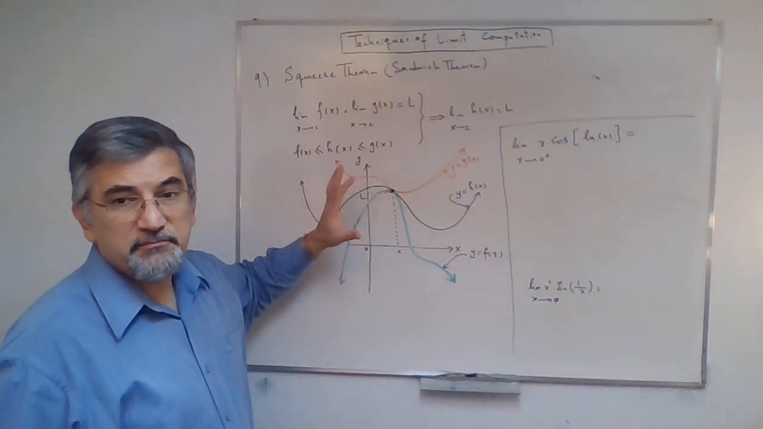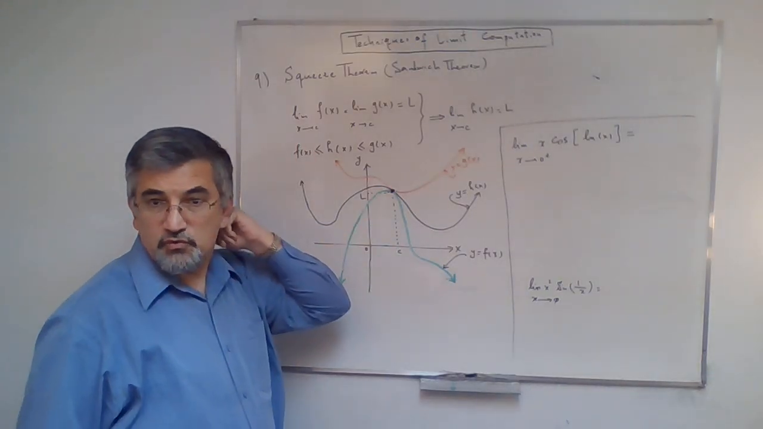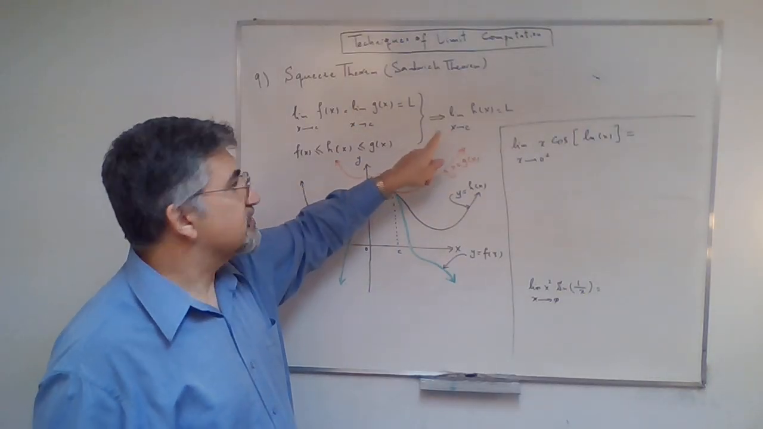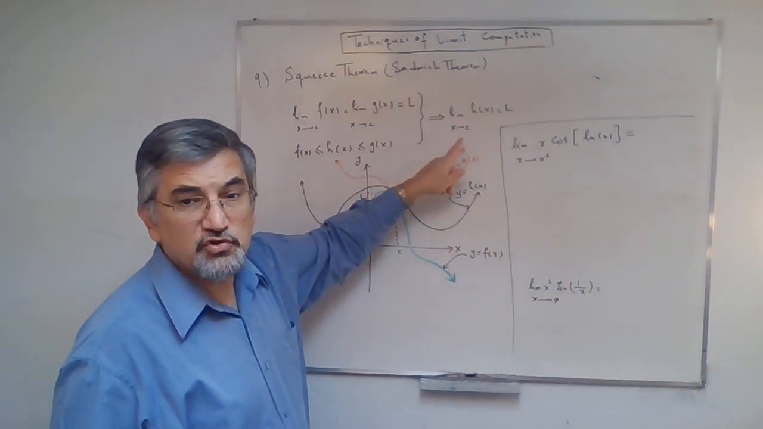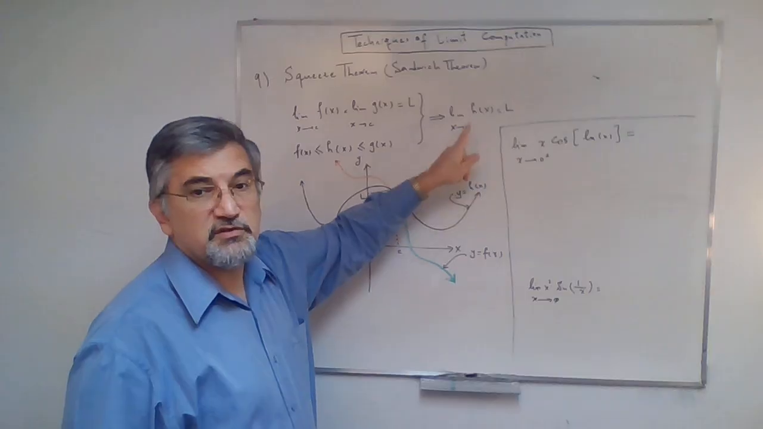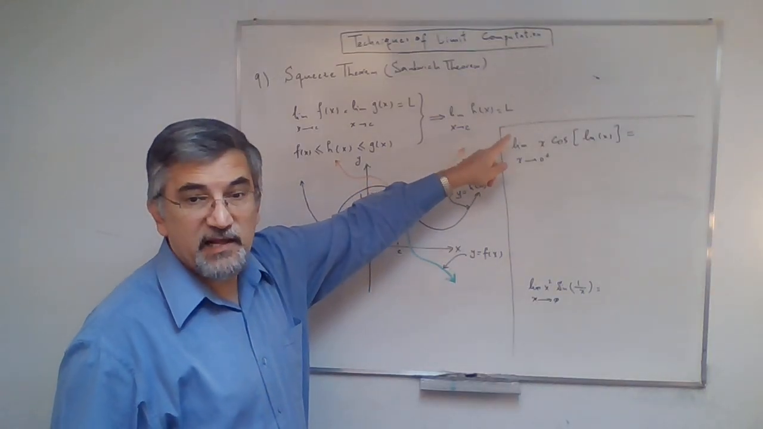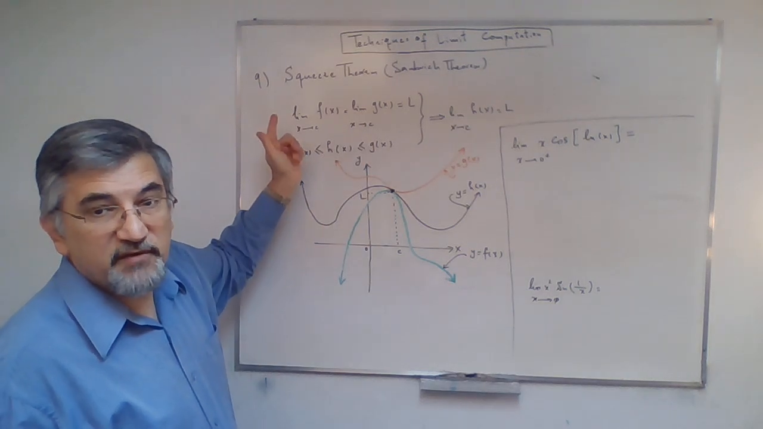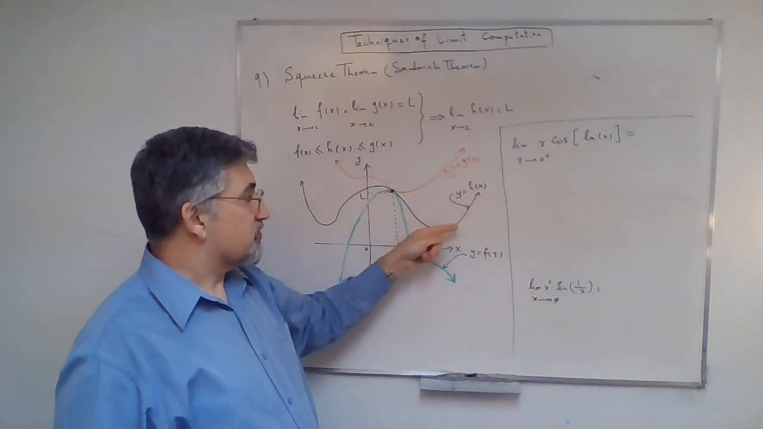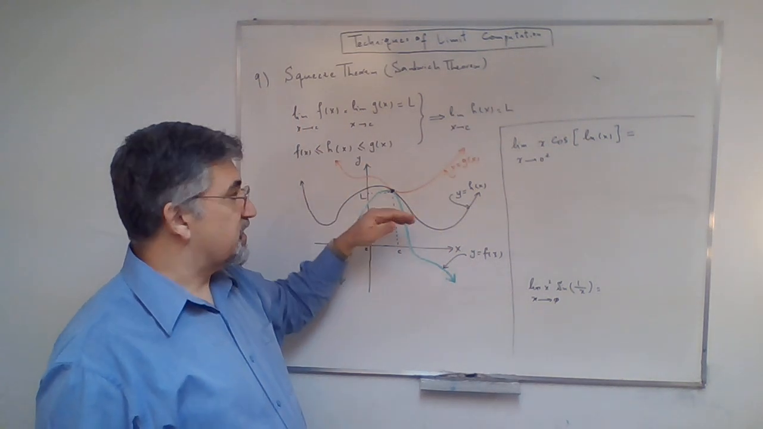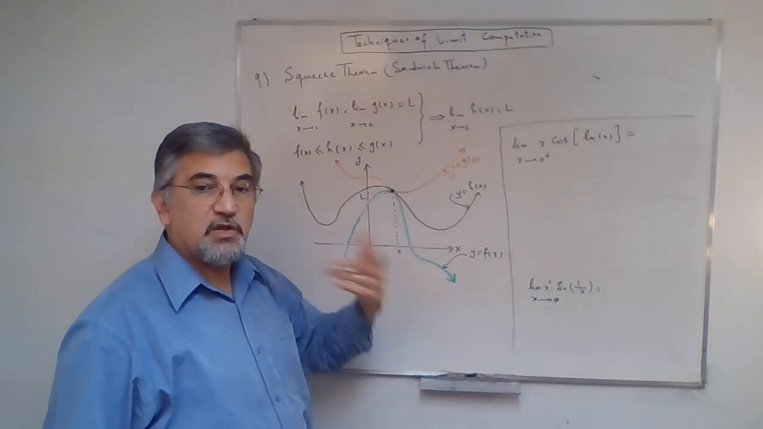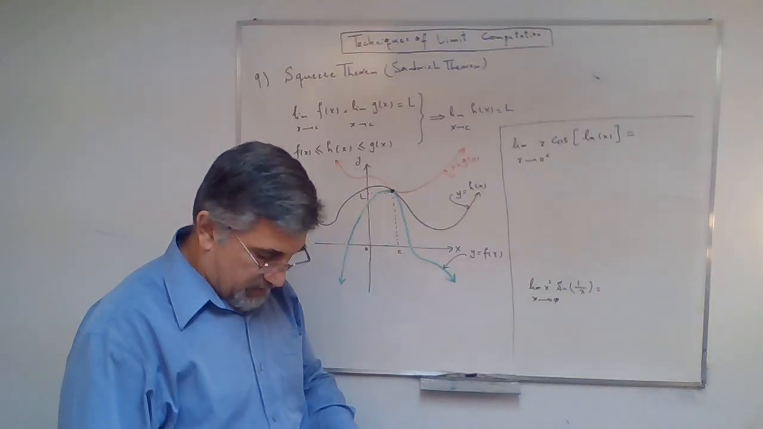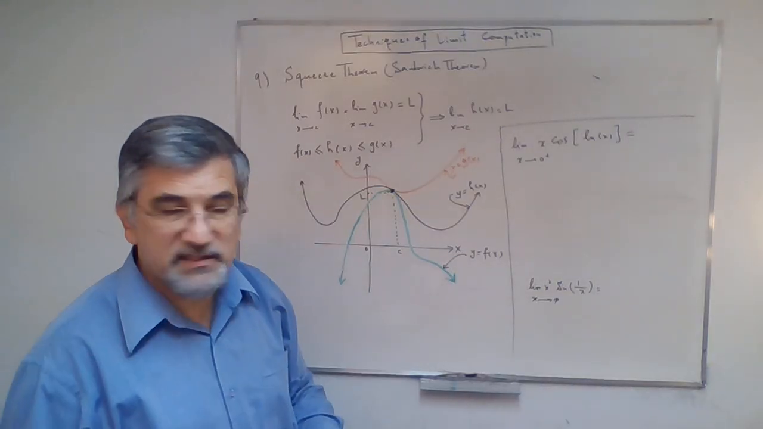If this scenario is true, then we can conclude that the limit of h of x when x approaches c is also, I repeat, also equal to the same number L. Now, what was L? L was the limit of g of x or the limit of f of x. So now we're saying that the function that is squeezed in between these two functions will also have the same limit value of L. That's what the squeeze theorem states.